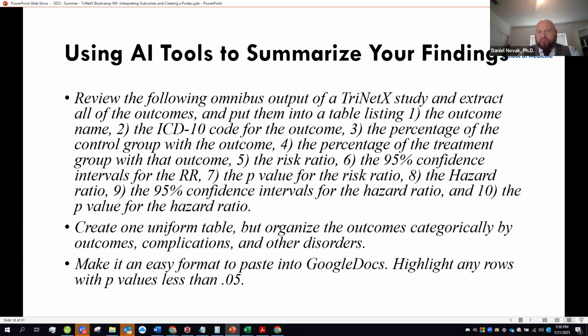Create one uniform table, but organize the outcomes categorically by outcomes, complications, and other disorders. Make it an easy format to paste into Google Docs. Highlight any rows with p-values less than 0.05.